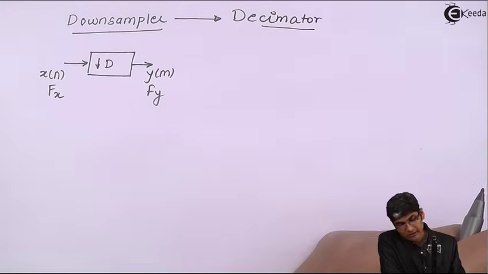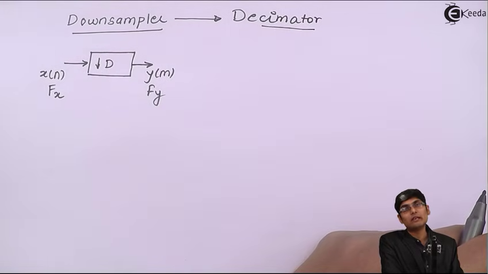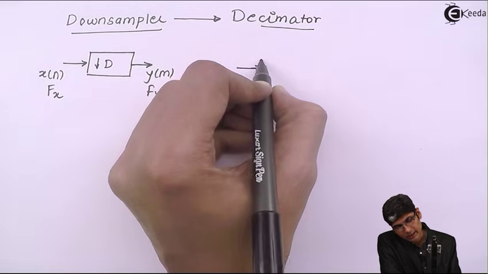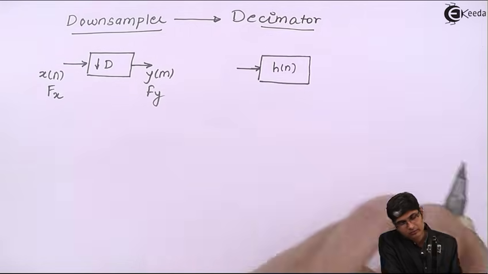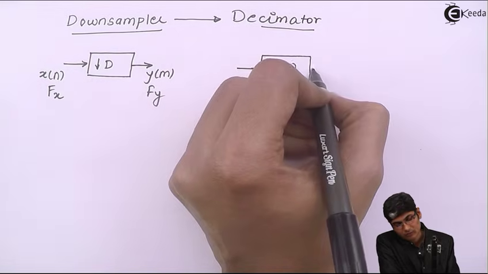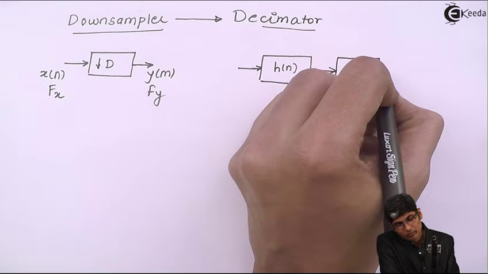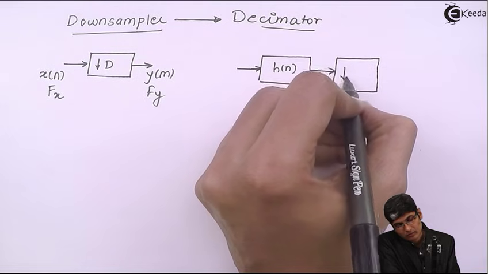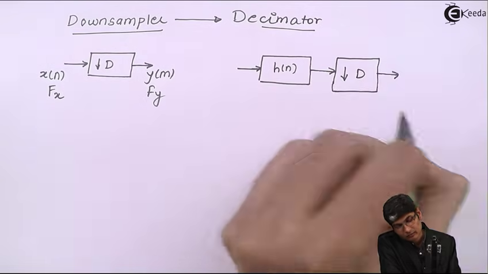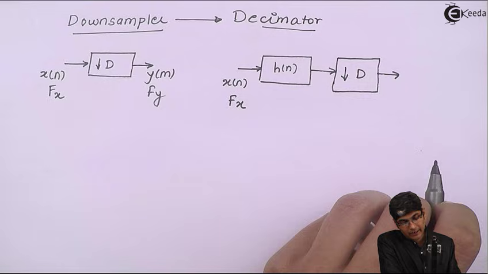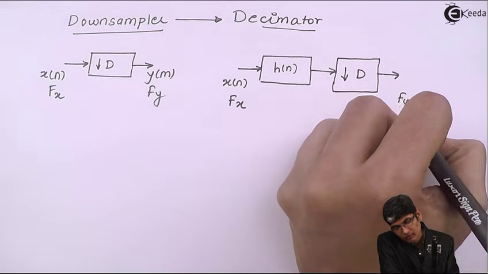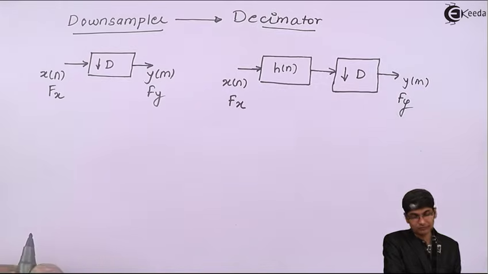But when I say decimator, that time I will take care that there is no aliasing and the signal will be reconstructed more faithfully as compared to downsamplers. So when I say decimator, the block diagram becomes a low pass filter with a transfer function or impulse response h of n, followed by a downsampler of factor d. Here I have x of n which works at the rate fx, and here I have fy, which gives me y of m.